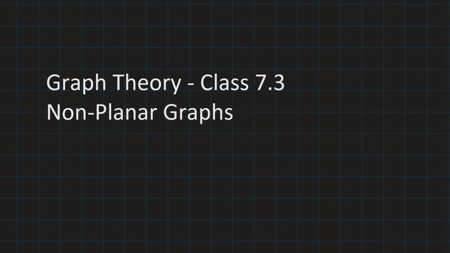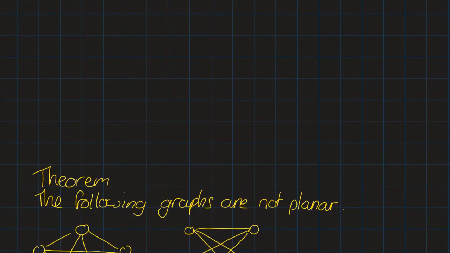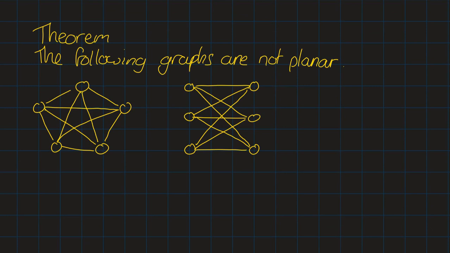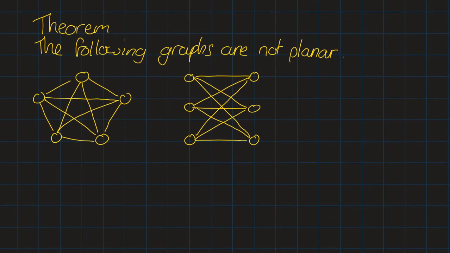I mean, it might be difficult and it might take a lot of time, but is there always some arrangement of the vertices and edges so that there are no edge crossings? Well, no. The answer is no. It's not always possible. And in particular, I can give you these two examples, and these examples are very important examples.